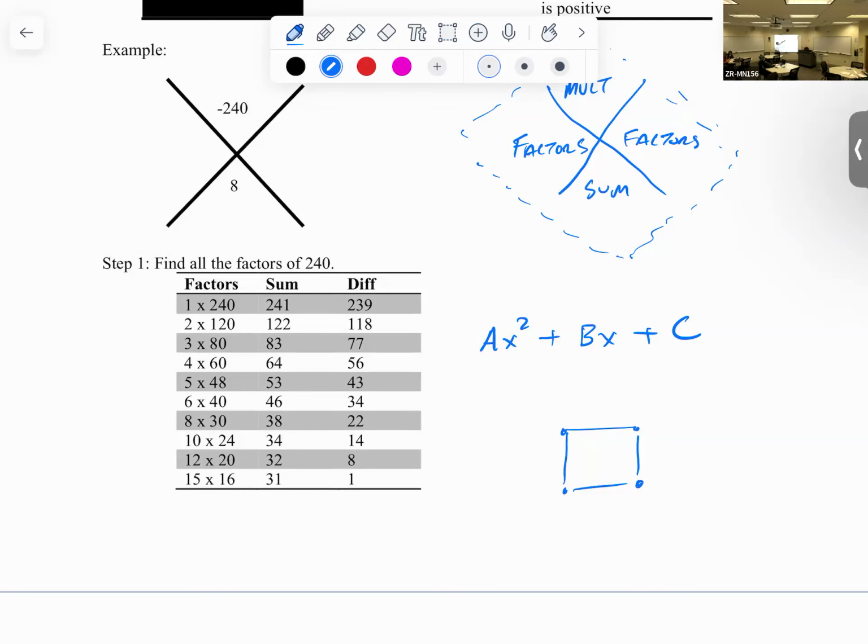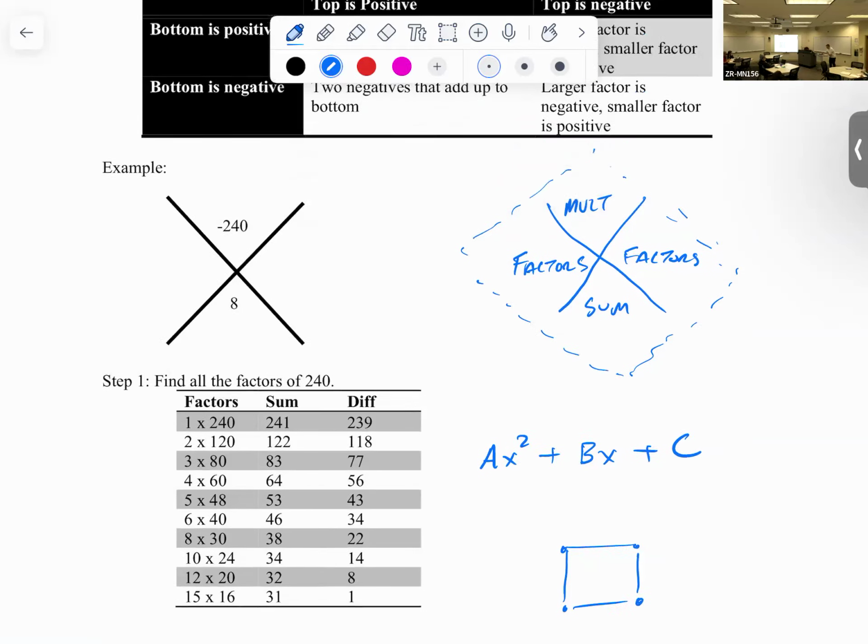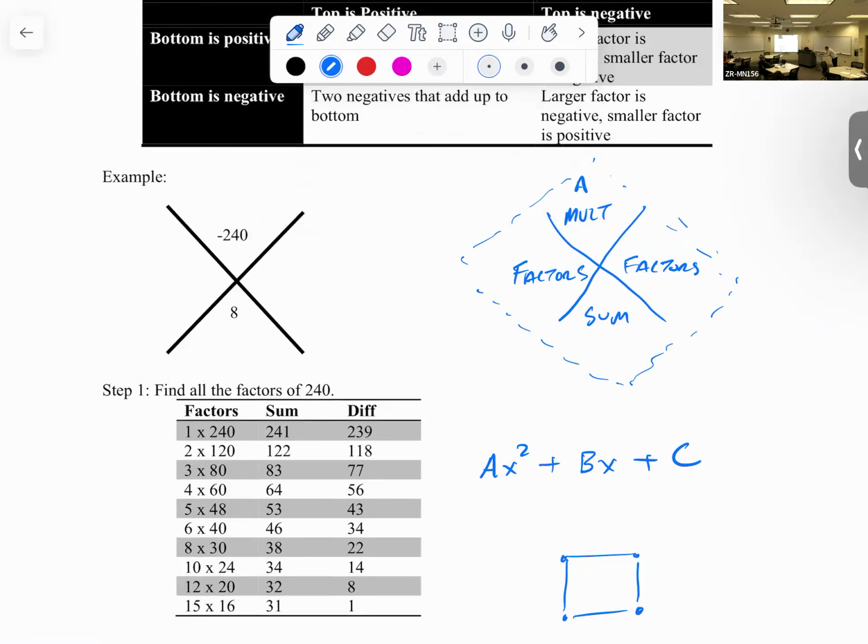So the quadratic works like this. In the diamond, the top term is the A times C term. The bottom term is the B term. The factors are what we find using the diamond. You have to make sure your terms are lined up in the correct order. The A term is the term next to the x squared. The B term is the term next to the x to the first power. The C term is the x to the 0, aka the number value.